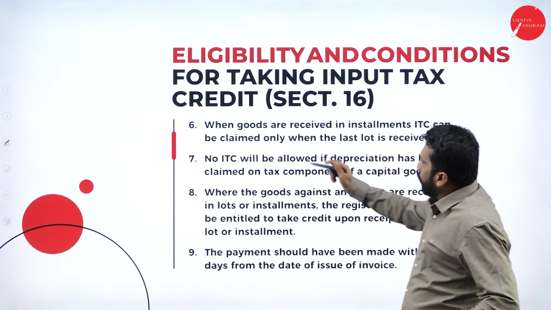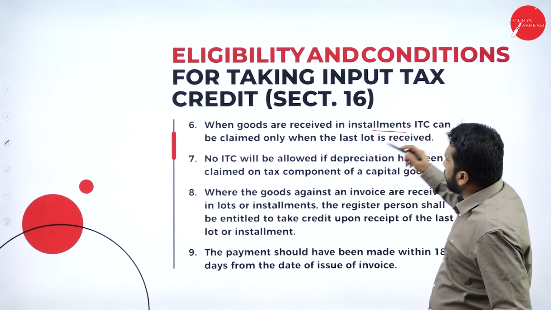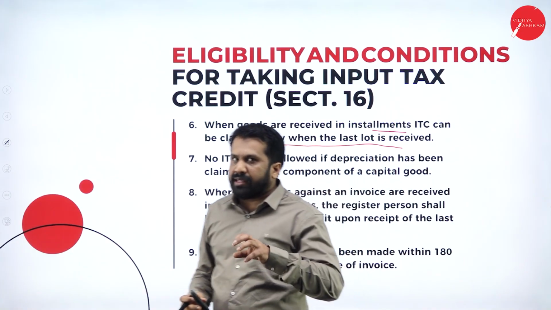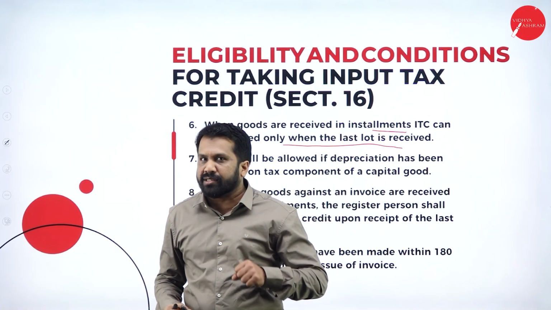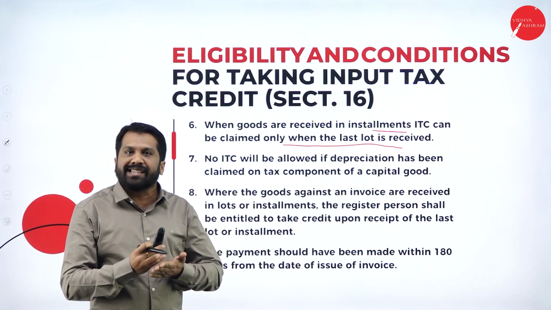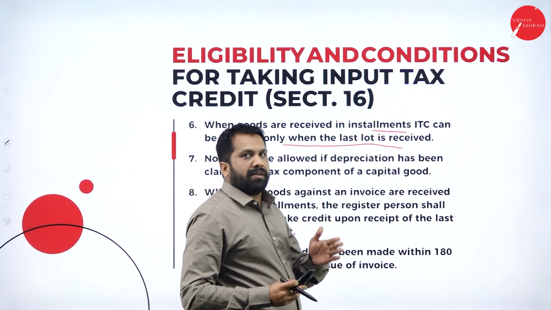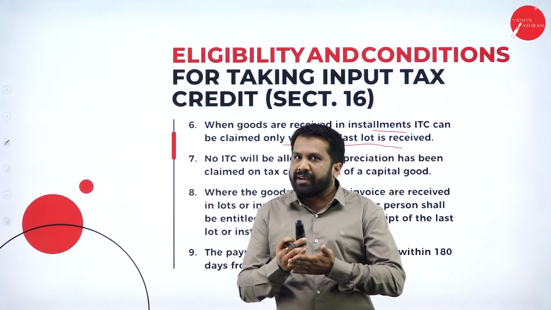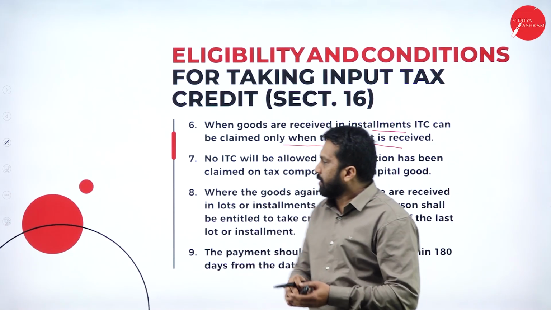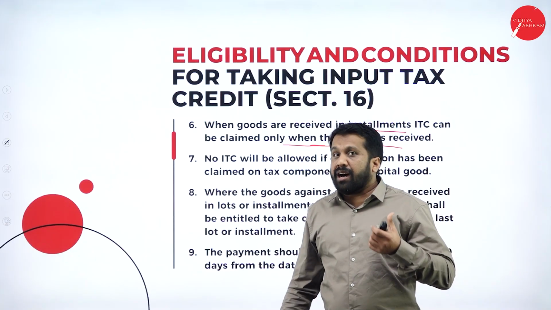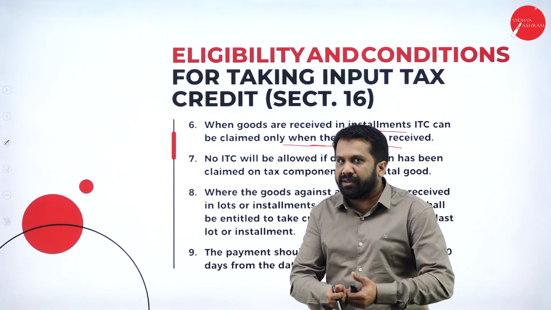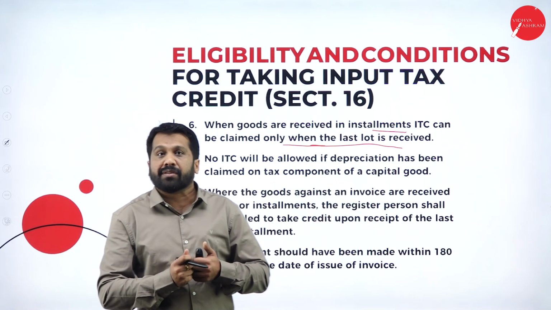Now, when goods are received in installments, ITC can be claimed only when the last lot is received. Assume that the dealings and trading discussions are done, and the goods are supplied on an installment basis for 6 months: Jan, Feb, March, April, May, June. Every month they are providing goods. It means up to the 6th month they cannot claim ITC. When the last lot is delivered, then he or she is eligible to claim input tax credit.